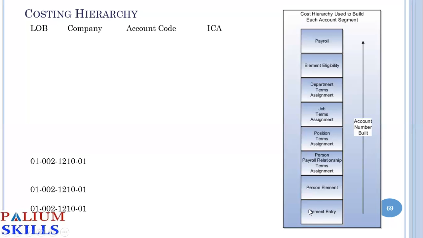What is the higher level? Element. If something is there, it will take it from there. If it is not there, it will go to the next higher level. In this way, it will keep looking till it comes to payroll. That is the highest level. That is why, if you remember, when we defined the payroll, there was a place where we had to enter the default account information for payroll. Do you remember that?